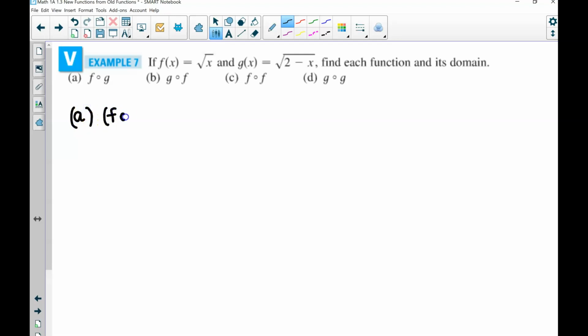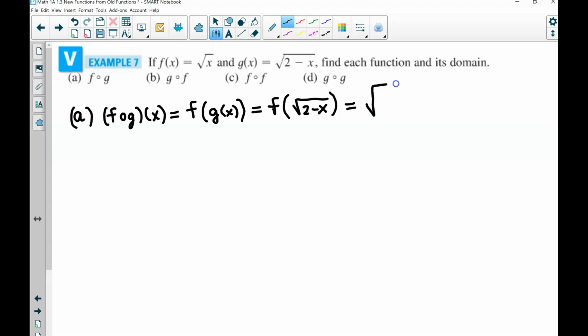So we have f composite g of x. And again, the definition is f with the input g of x. And so the input is the function the square root of 2 minus x, and we would plug it into the function f of x. So we would get the square root of the square root of 2 minus x.